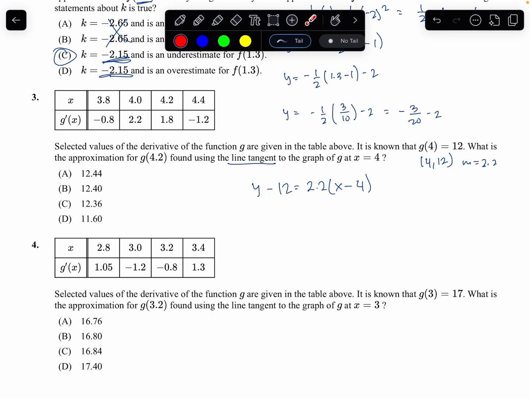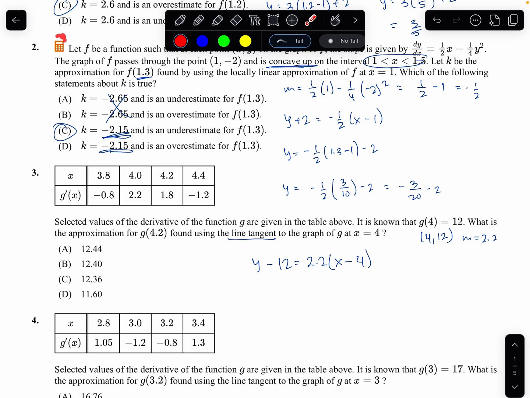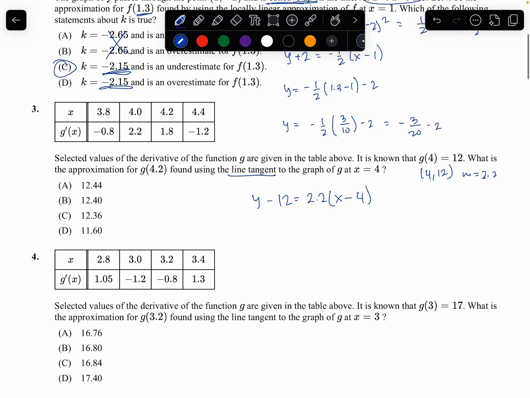Oh, so they're not going to let us use a calculator on this one, but they're okay with it on 2. All right, sure. y is going to be equal to 2.2. We're going to plug in 4.2 for our approximation. That's going to become 0.2, and then plus 12. I'm using a calculator. So we got 2.2 times 0.2 plus 12. So I get 12.44.